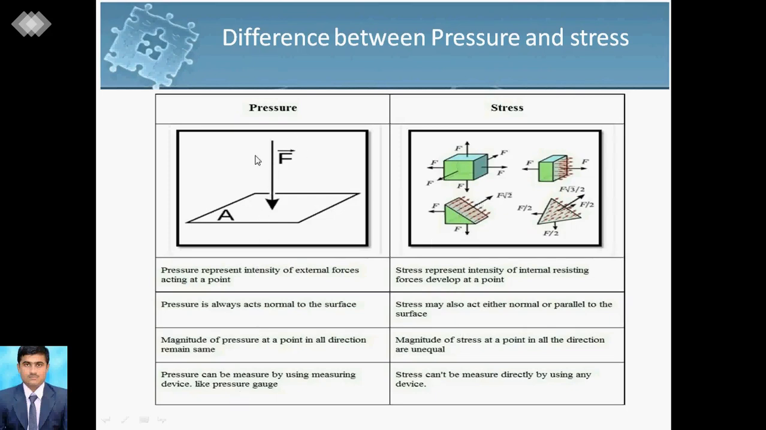Then next, pressure can be measured by different devices like a pressure gauge or a deadweight pressure gauge, but stress is not directly measured using any device. So this is the basic difference between pressure and stress. But there is quite a similarity. Pressure is nothing but force upon area, and stress is also force upon area. If you consider units, the same unit applies, Newton per meter square, for both pressure and stress.